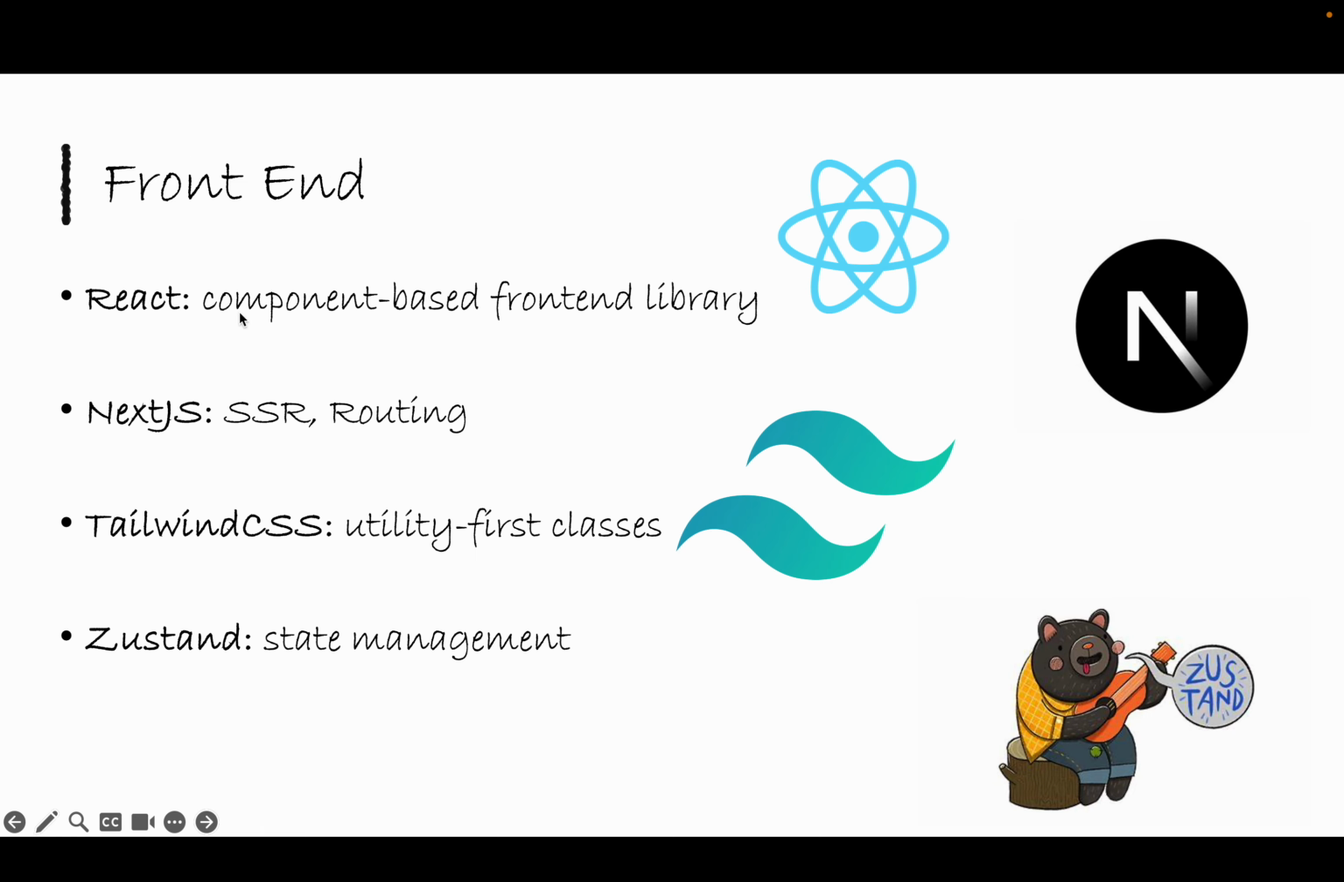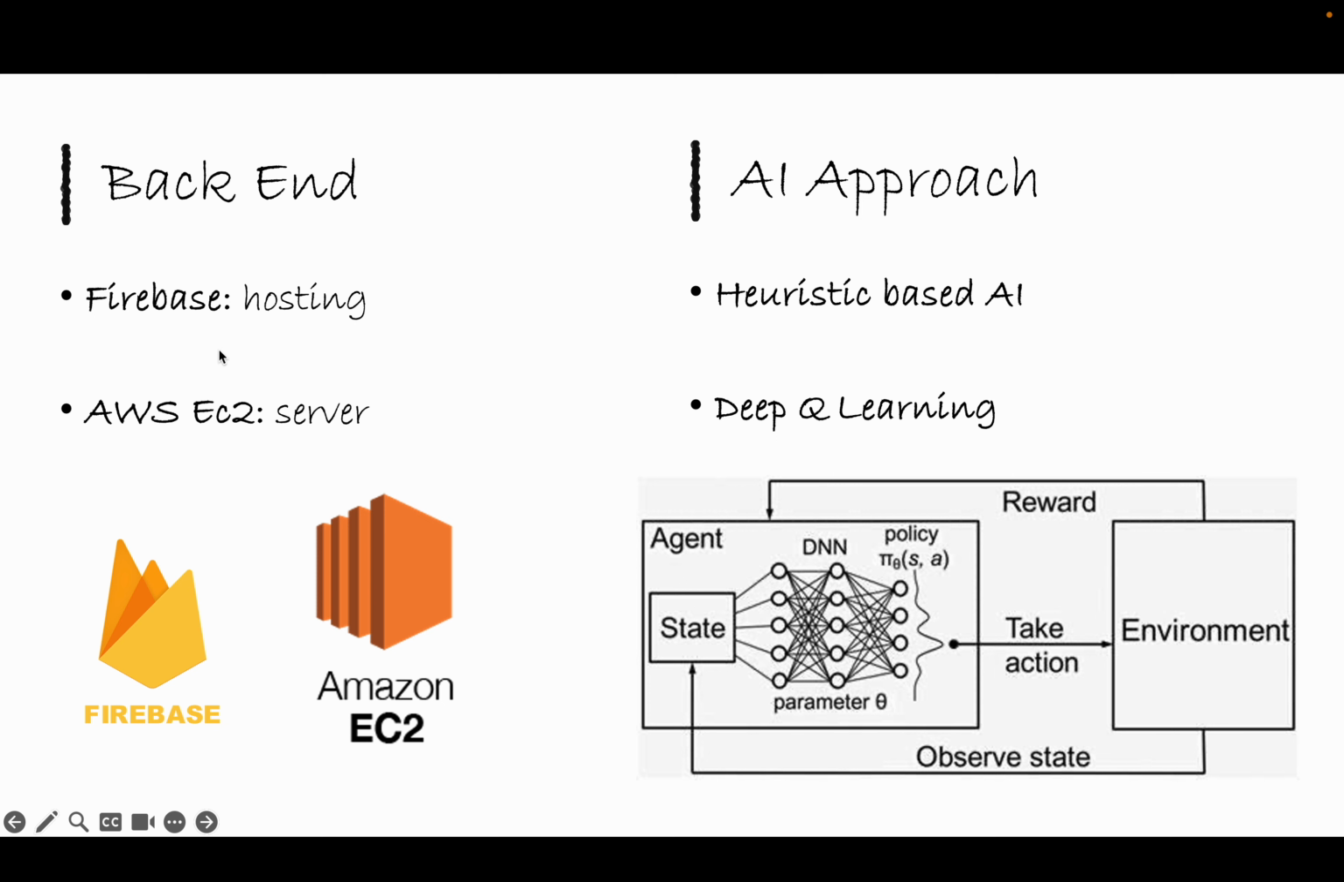Just like other projects, we use the combination of React and Next.js as the front end library and framework. We also use Tailwind CSS to style our components, and Zustand to manage the game state. As for the backend, we use Firebase to host our static web page, and we use AWS EC2 as our server to deploy our AI model.